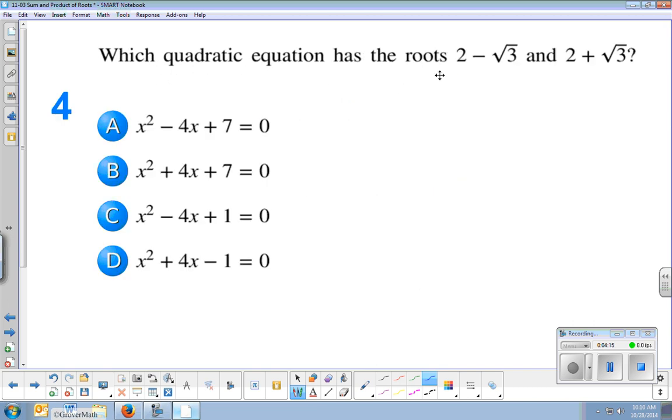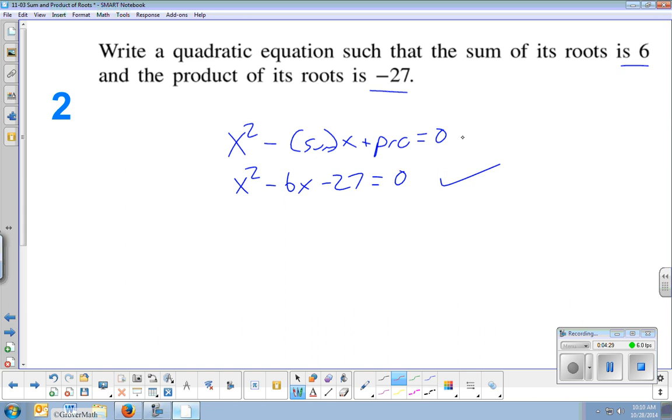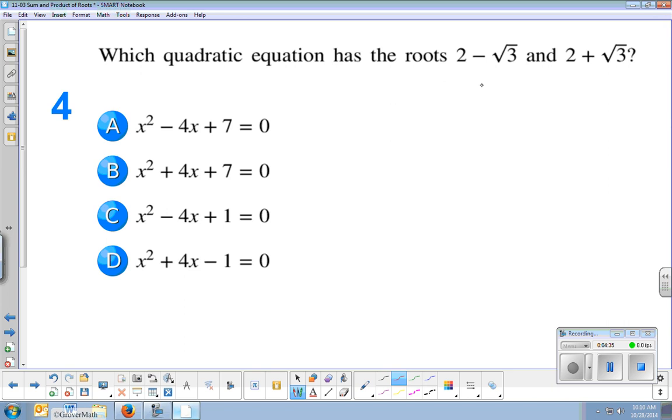Last question. Which quadratic equation has the roots of 2 minus rad 3 and 2 plus rad 3? Well, for this one, you have two options. You could do the quadratic formula or completing the square and test all these, or we could use this formula we've been working with. If we know the sum and product, we could put it in the equation. This isn't the sum and product. These are the actual roots. Well, it's pretty simple. We'll do the sum and the product.